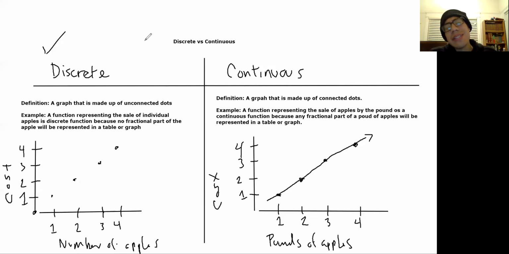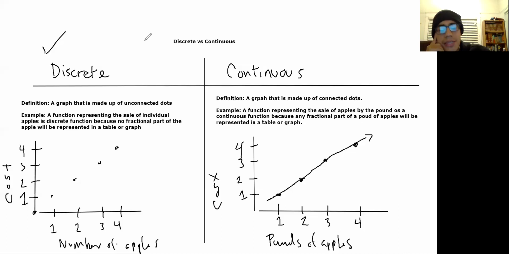Versus continuous is different. I believe last time I described continuous as a way of measuring something that is uninterrupted, kind of like time, right? In this case, this example is still going to be with the store example, but we're going to change it a little bit. A function represents a sale of apples by pound as a continuous function because any fractional part of a pound of apples will be represented in a table or graph.